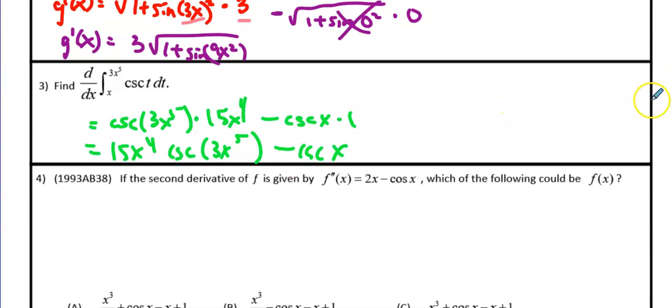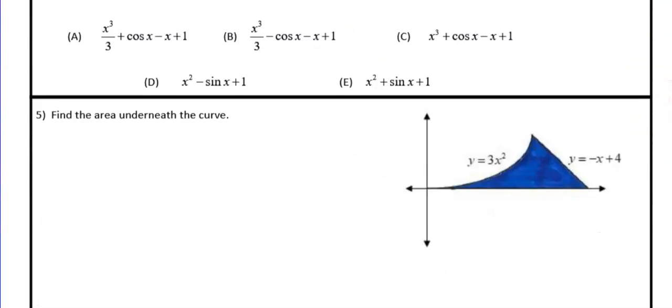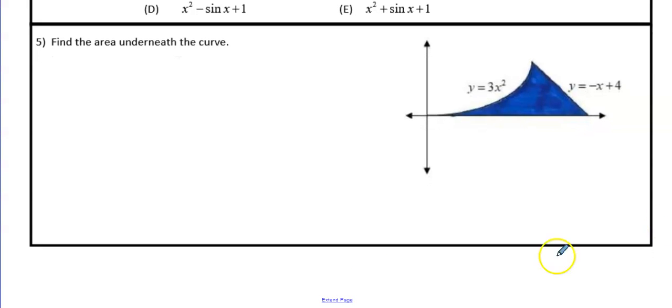Okay? All right, so let's go and do one more fundamental theorem of calculus problem. It's going to be question number 5. For this particular example, it's asking us to find the area under the curve, and it's given us that this curve right here is 3x squared, and that this curve right here is y equals negative x plus 4. So this is not a trig question, but it is just really helpful.